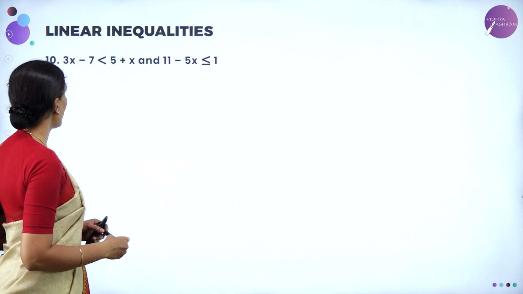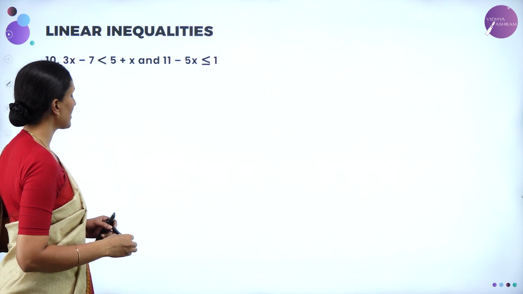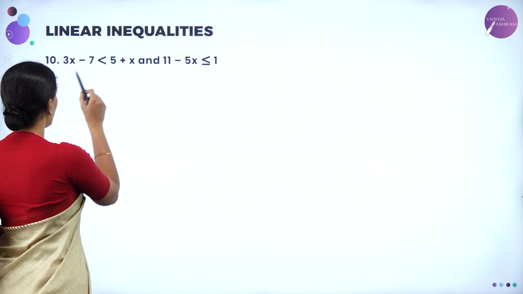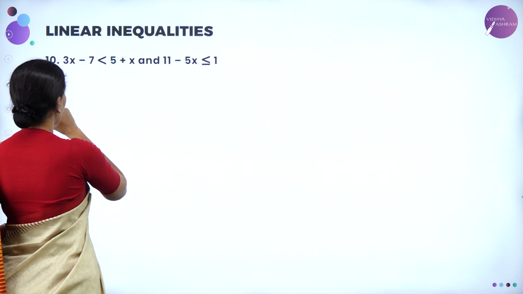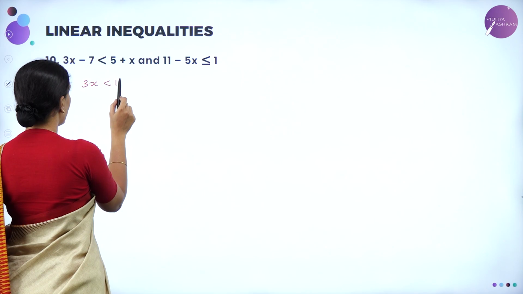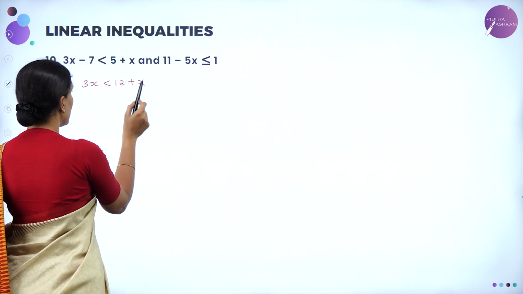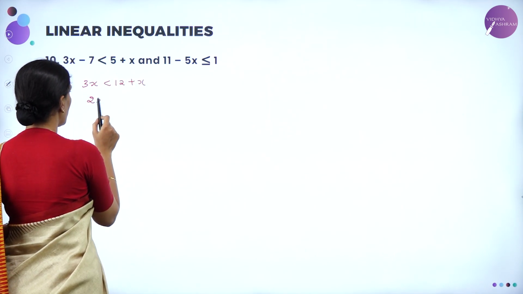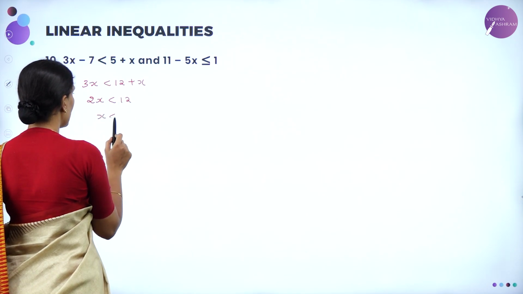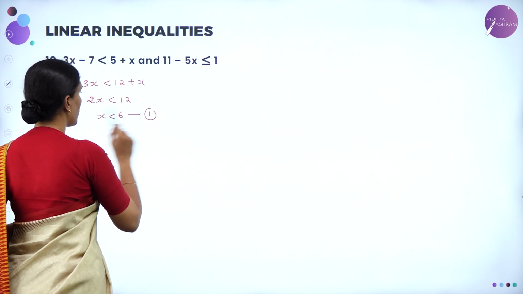Next, 3x minus 7 less than 5 plus x and 11 minus 5x is less than or equal to 1. So here, to remove minus 7, I'll add 7 on both sides. Then I'll get 3x less than 12 plus x. Subtract x on both sides. 2x less than 12. Divide by 2, x less than 6. So this is equation 1.